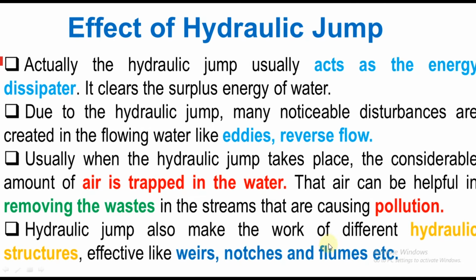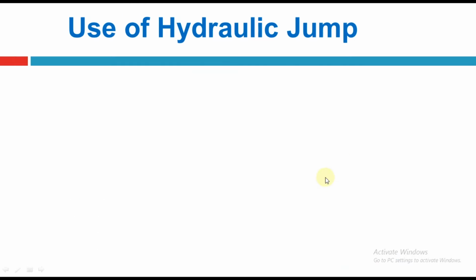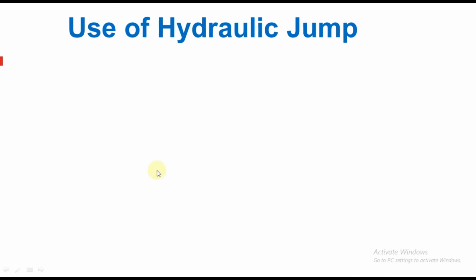Hydraulic jump also makes the work of different hydraulic structures effective, like weirs, notches, and flumes. By dissipating the higher energy at the downstream, obviously it makes weirs, notches, or flumes more effective. Now what are the applications of the hydraulic jump?